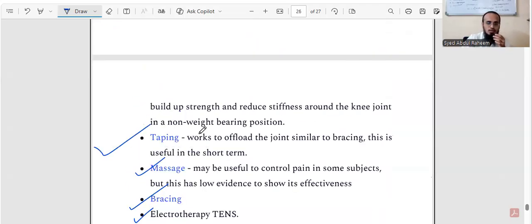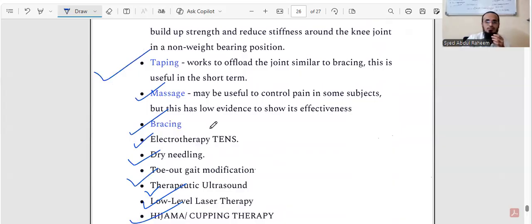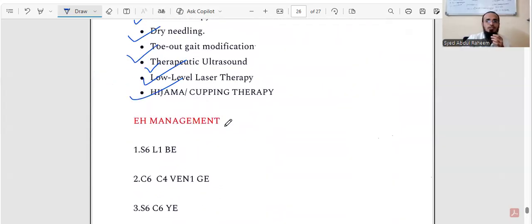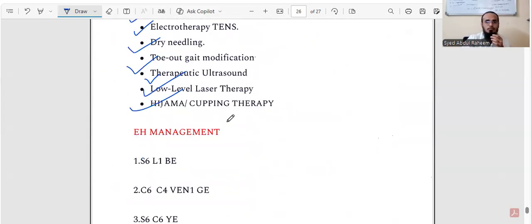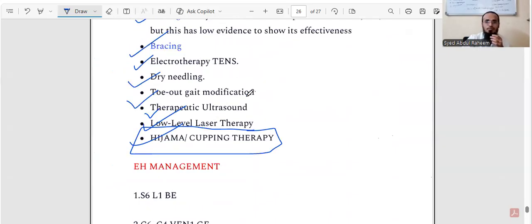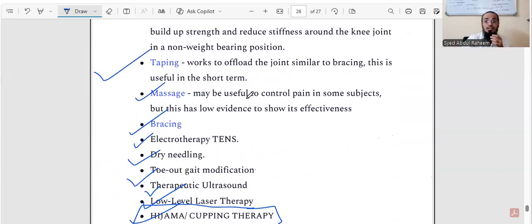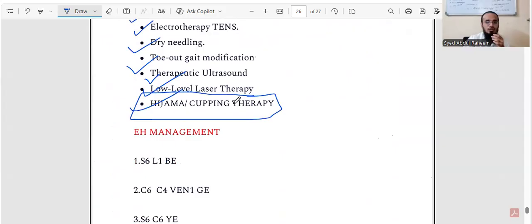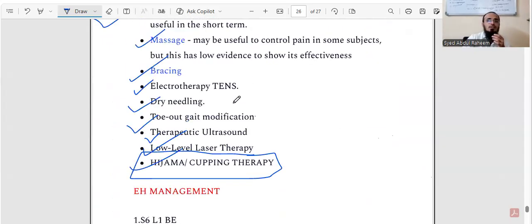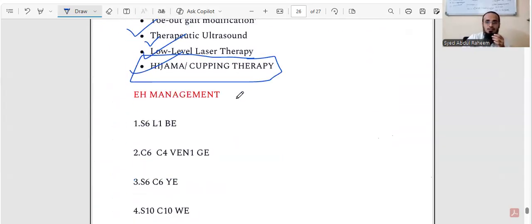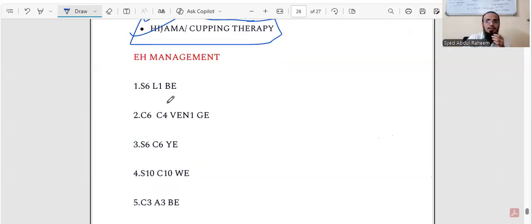So this will give symptomatic improvement, or sometimes some relief to the patient, when you do all these types of therapies. But in my opinion, hijama cupping therapy is the very best, because it will remove all the debris and all the dead tissues from that area. There are chances of increasing blood circulation and improvement of articular cartilage. This is all about osteoarthritis management.